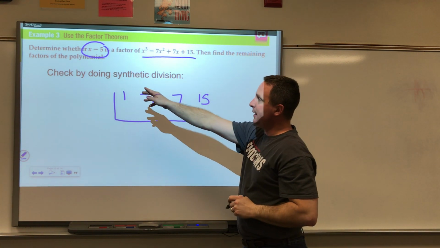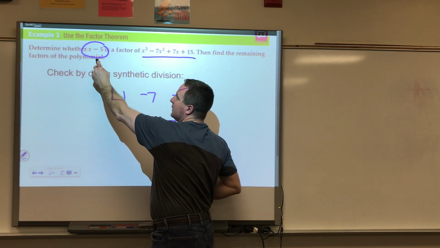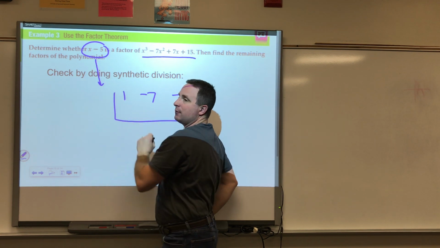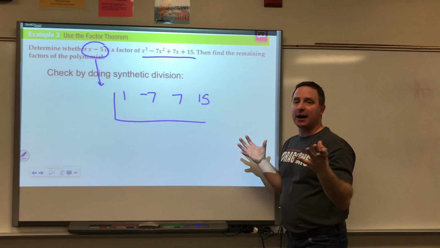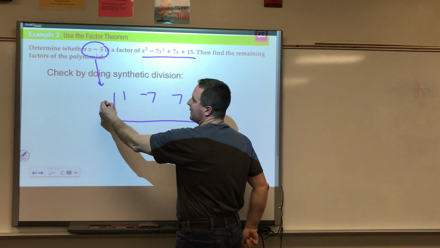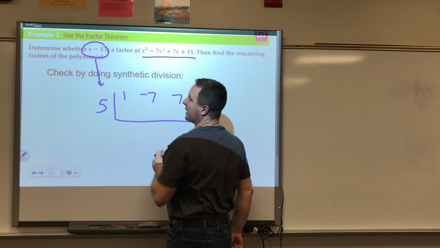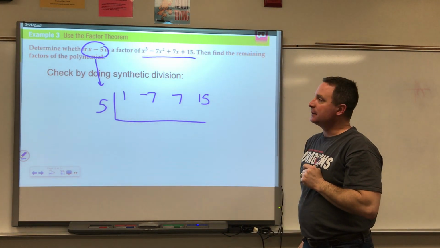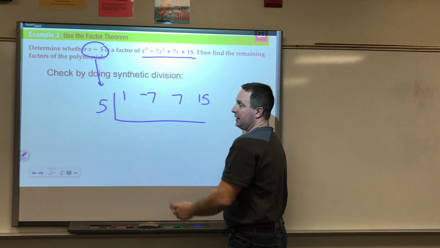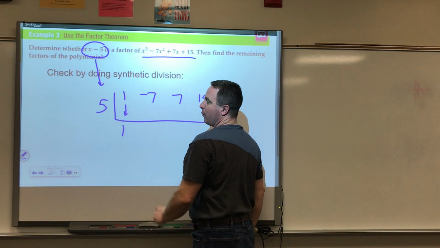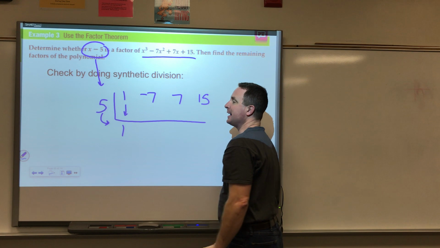And then what I put out here is the opposite of what's in that binomial. It looks like -5, but we're going to put a +5 up there because we want to check to see what makes that go to 0. Does it go to 0? All right, let's give it a whirl. I'm going to drop down my 1, and I'm going to multiply and add.